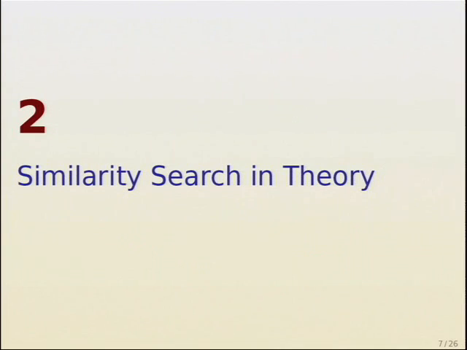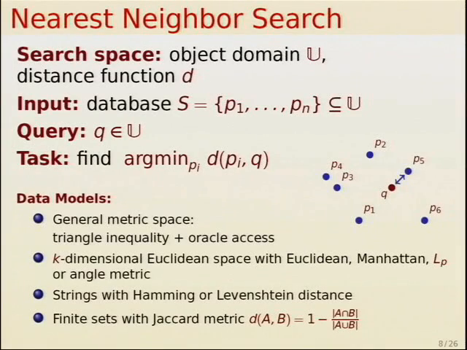So what's known in theory? In theory, we have this abstract problem. In the abstract problem, we have some domain. The domain is the set of all possible objects. We have n objects, which is the data set or database. We have a query object. And our task is to find the object in the data set that has the smallest distance, no, the highest similarity to the query object. And there are plenty of particular models.